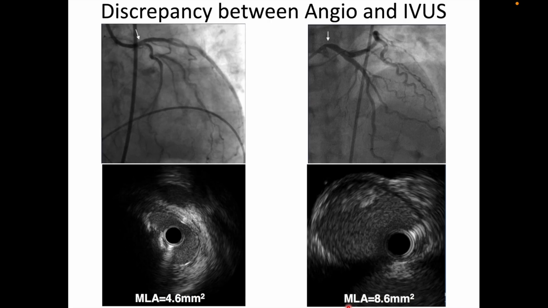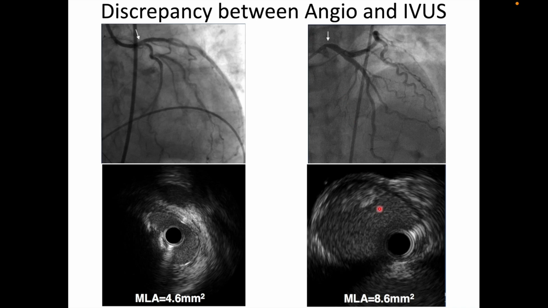Now, there is a discrepancy between the angiogram and IVUS. You can see here the left main stem looks pretty normal. I don't see any significant disease there. But if you look at the IVUS of this left main stem, the MLA is 4.6 millimeter square. And we do know that on IVUS, if the MLA in the left main stem is less than 6, that is a significant disease. On the angiogram here, there seems to be a significant ostial disease.